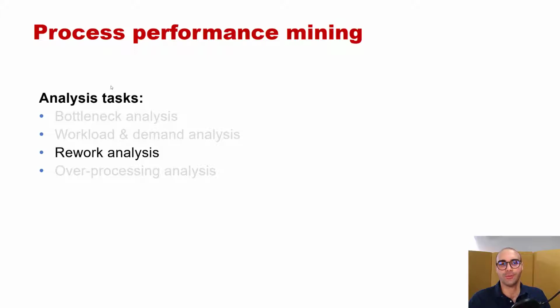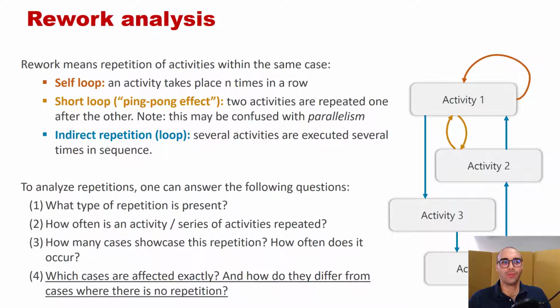The third type of the performance mining analysis is the rework analysis, where we detect the activities that we repeat and why we repeat them. We can do that first using the discovery itself by discovering the loops. Like this loop, there is a self loop for the activity itself. There is a short loop between two activities, and there is this long loop here. Those are three types of rework inside the organization.